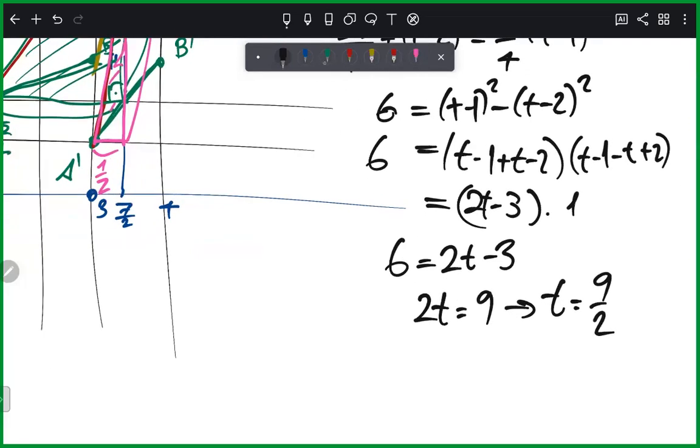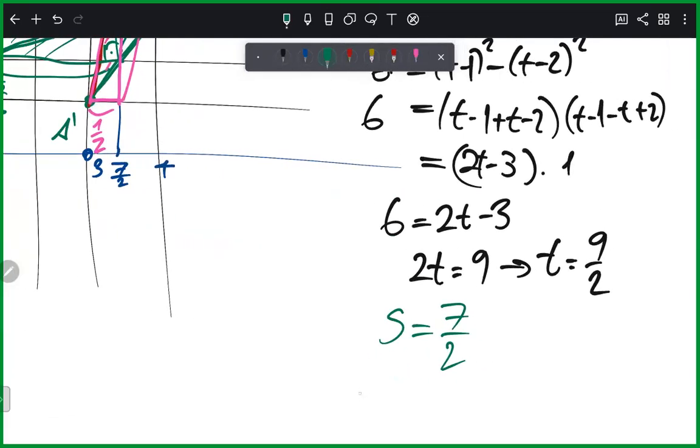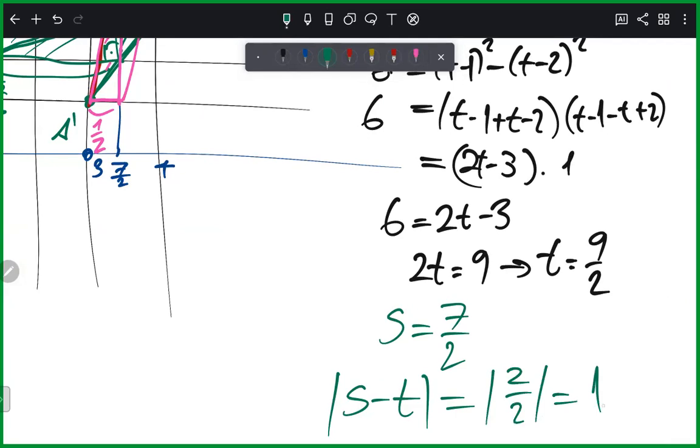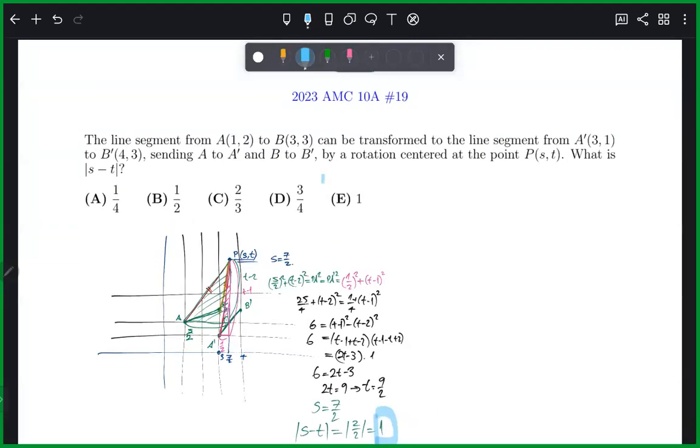And we already know that s equals 7/2. And we just find that the absolute value of s minus t equals the absolute value of 2/2, which is 1. Our answer is 1, or E.